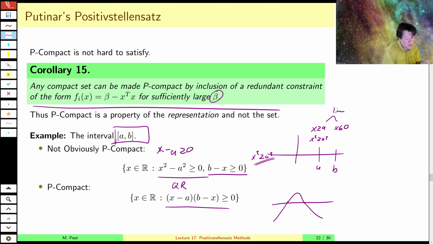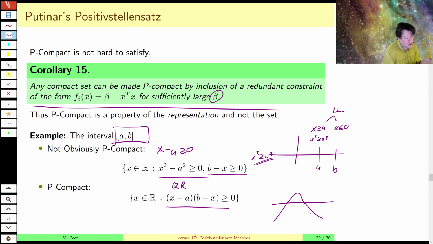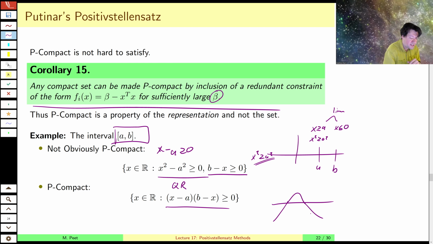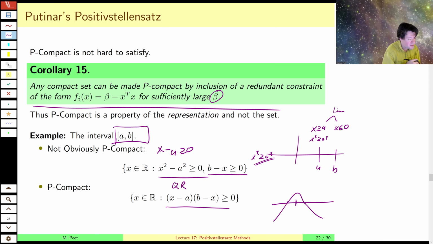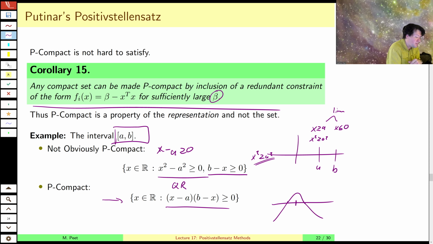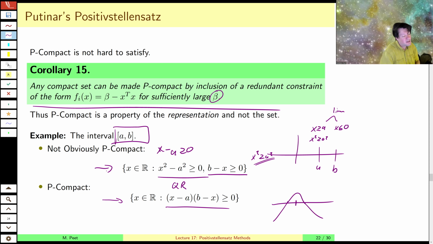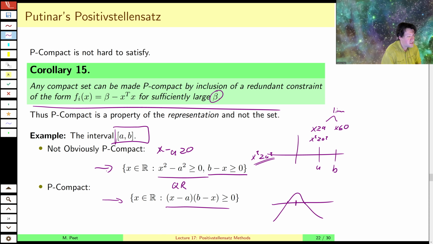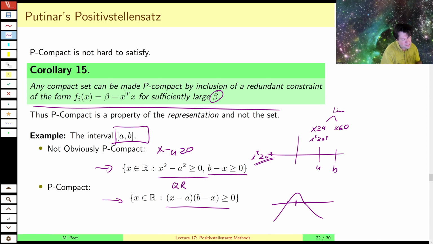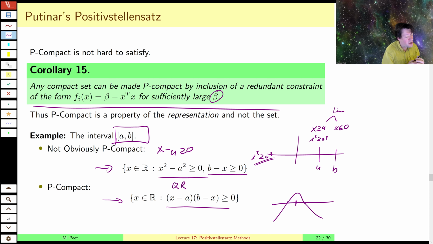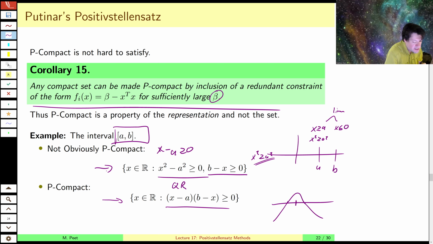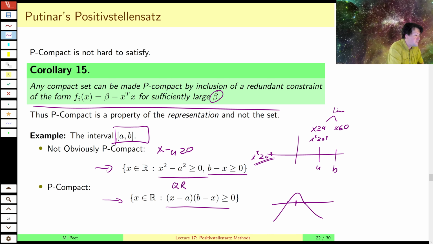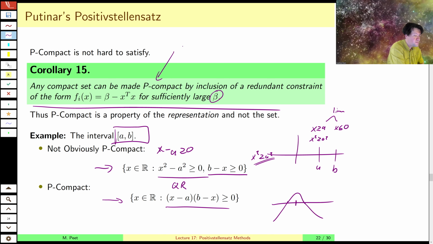And basically, this is a generalization of the ball constraint, right? So it's a ball centered at the midpoint. Essentially, that's what it is. So that one is p-compact, and this one is not. So again, p-compactness is a function of the representation and not the set itself. So if you can digest all of this, if you're willing to tolerate this p-compactness criterion on your representation, this is what we're going to define to be a good representation.